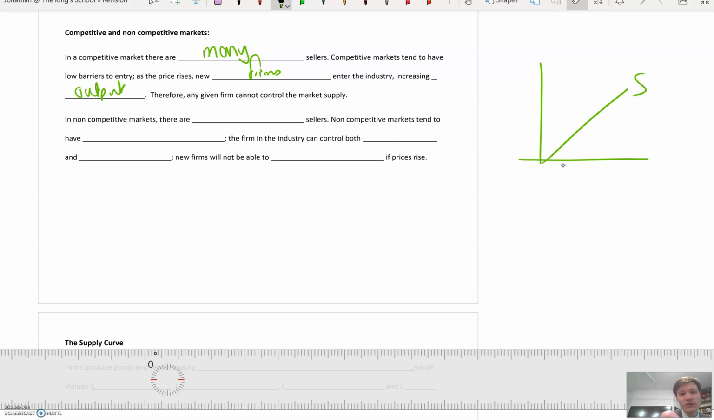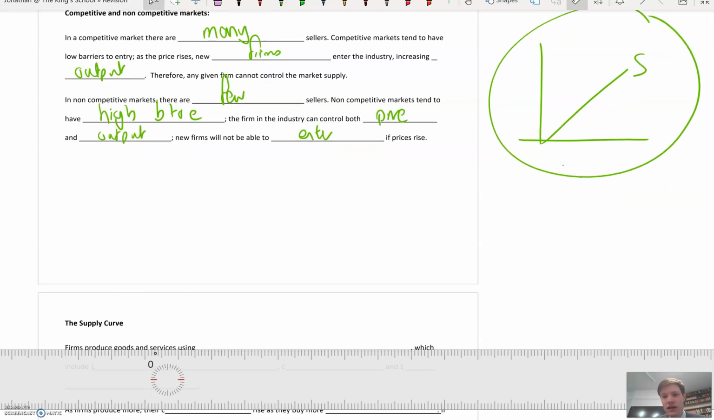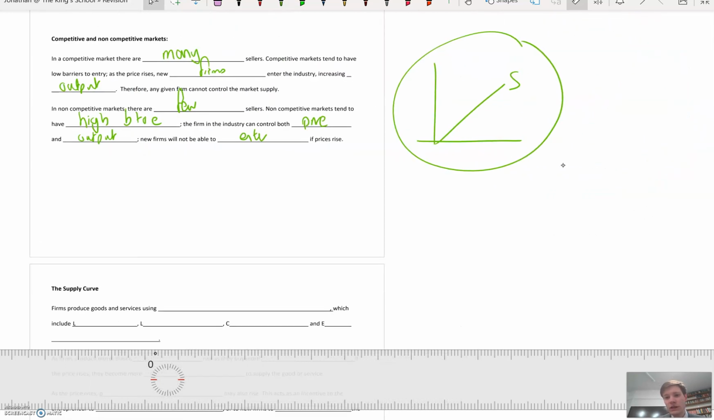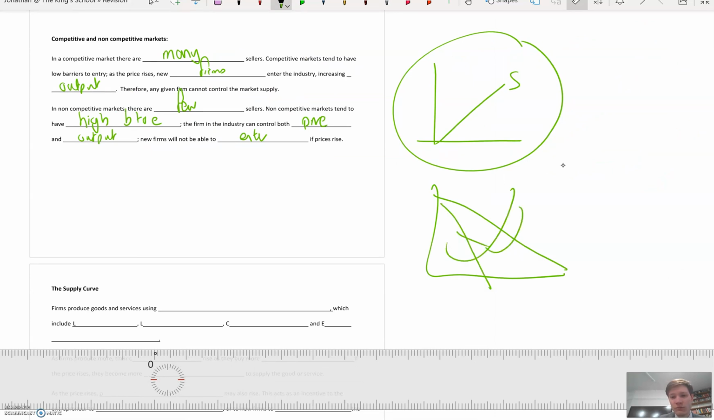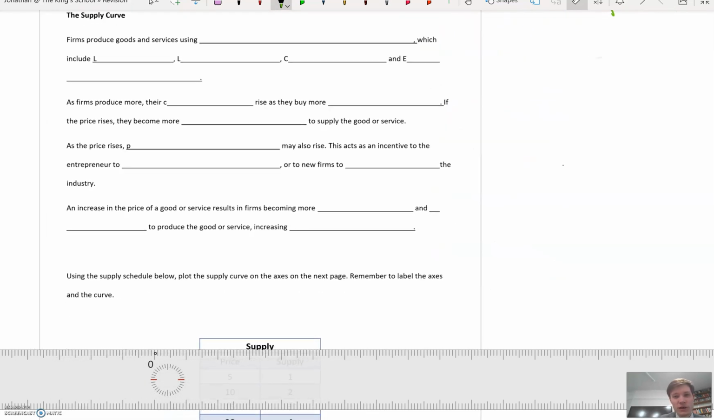In non-competitive markets, there are few or just one seller. They tend to have high barriers to entry, and the firm in the industry can control both the price and the output. New firms will not be able to enter if prices rise. So essentially a monopoly does not have a supply curve. You cannot use supply and demand analysis for a monopoly, and that's where we have to use our cost, revenue and profits diagram and profit maximization to talk about those.